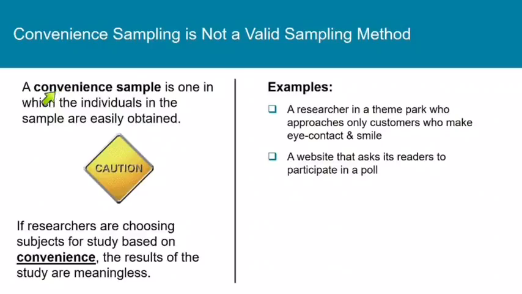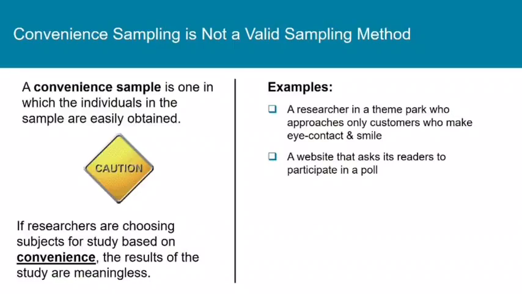This is probably a good place for us to talk about convenience sampling. A convenience sample is one in which the individuals in the sample are easily obtained. This is never a valid method. If researchers are choosing subjects for study based on convenience, the results of the study are meaningless.